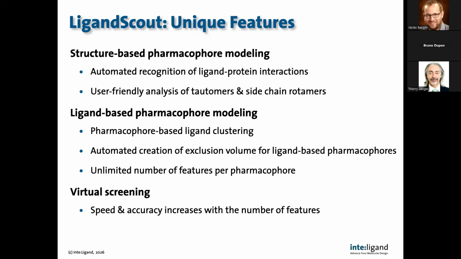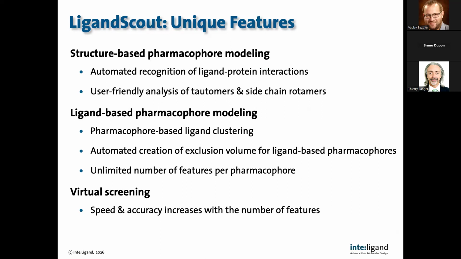You can generate tautomers in this binding site and evaluate different tautomers if you like. You can analyze side chain rotamers. Sometimes it's not clear how an asparagine is oriented, or which histidine tautomer you have, the NH, right? So you can generate this on the fly.